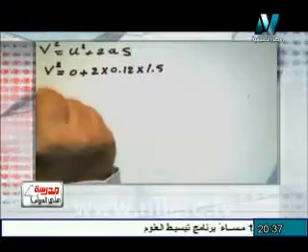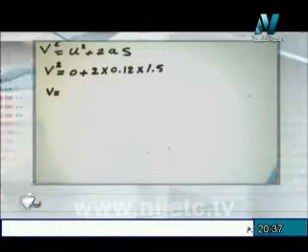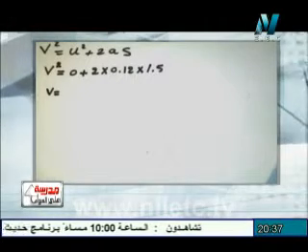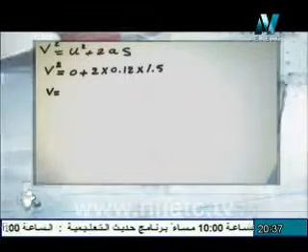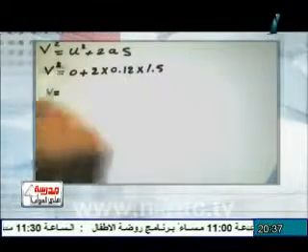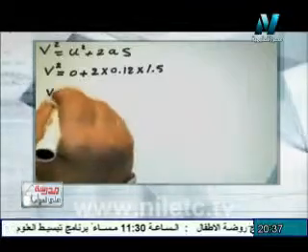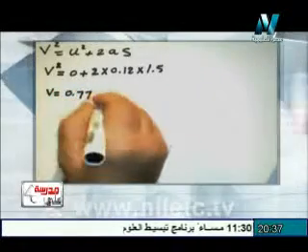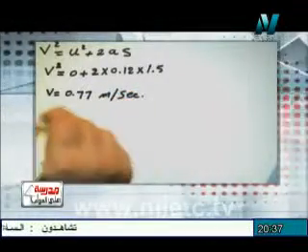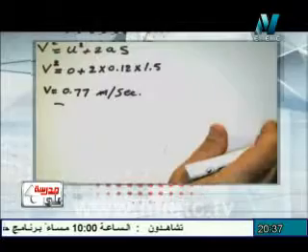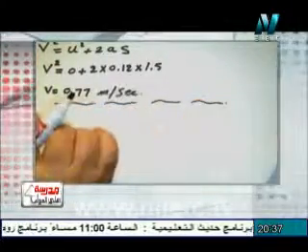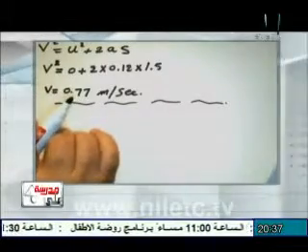Therefore V equals root of 2 multiply 0.12 multiply 1.5, equals 0.77 approximately meter per second. This is the velocity or the speed of the small mass when it reaches the pulley.